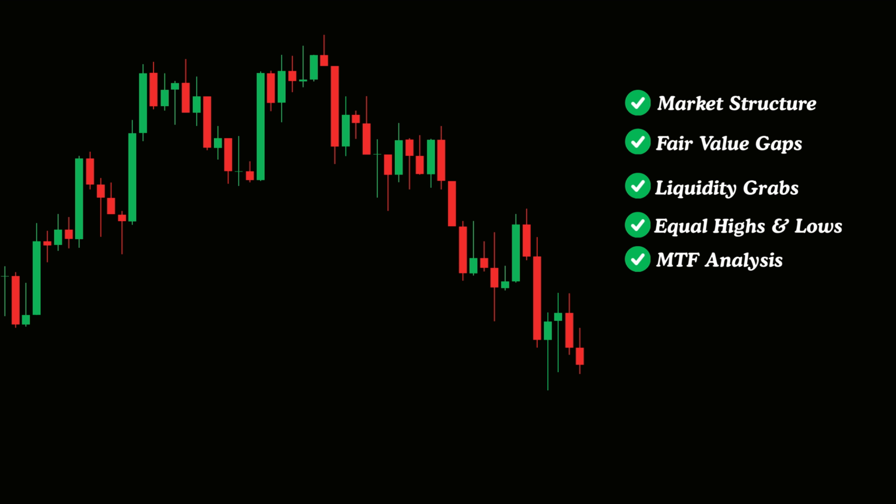Next, we have the change of character, also called CHoCH labels. A typical bullish CHoCH happens when price first breaks a recent low, forming a bearish BOS, and then immediately breaks the swing high that caused that BOS. This creates a standard CHoCH and may suggest a potential reversal to the upside. Likewise, a bearish CHoCH appears when price first breaks a recent high, forming a bullish BOS, and then quickly breaks the swing low tied to that BOS. This indicates a likely reversal to the downside.